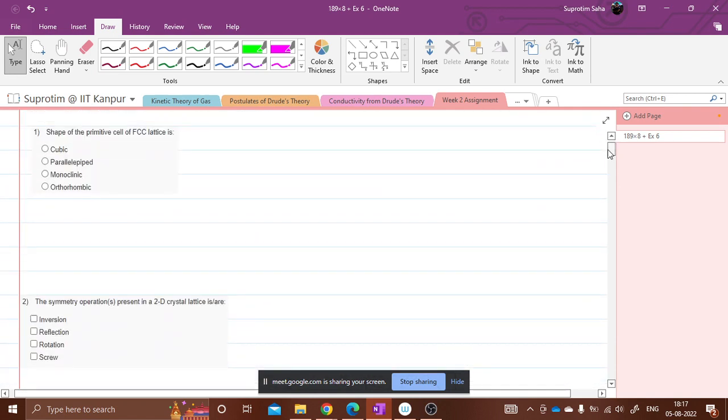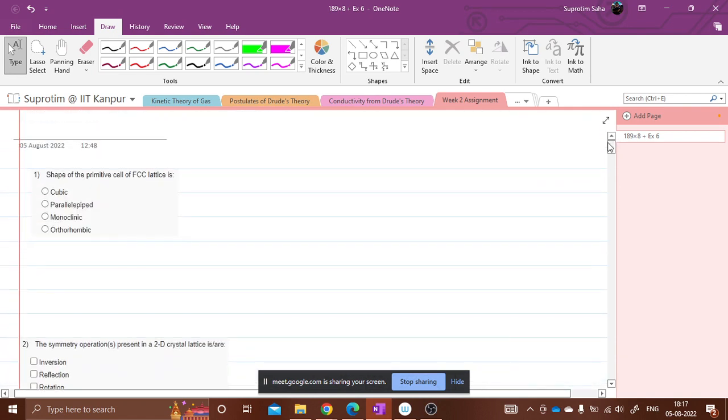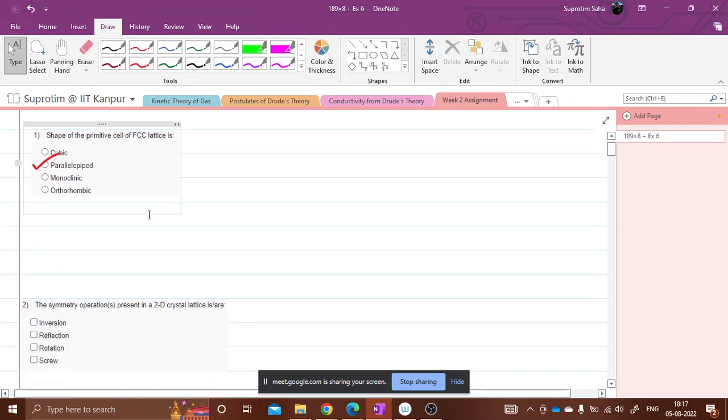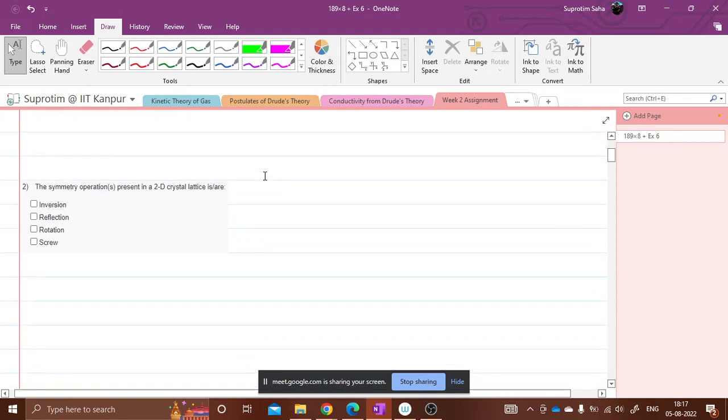So the answer to the first question, the shape of the primitive cell of an FCC lattice, is a parallelepiped. All right. So the correct answer is parallelepiped. And you must have noticed from the lectures, if you have followed the lectures well, Professor Garg told you about this. All right. So let's move on to the second question.